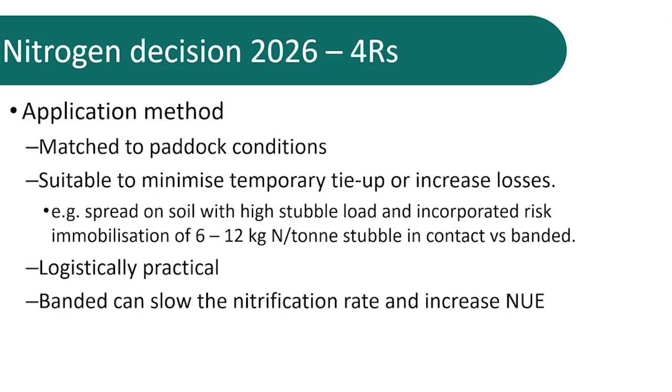So in those situations where you've got high residue loads, and particularly if they're going to be incorporated into the layer where the nitrogen is going to be, then you should try and band this season, because that 6 to 12 will come back. It's part of your nitrogen bank, but it will come back possibly very late in the season for cotton, when it's probably too late to make a yield difference.